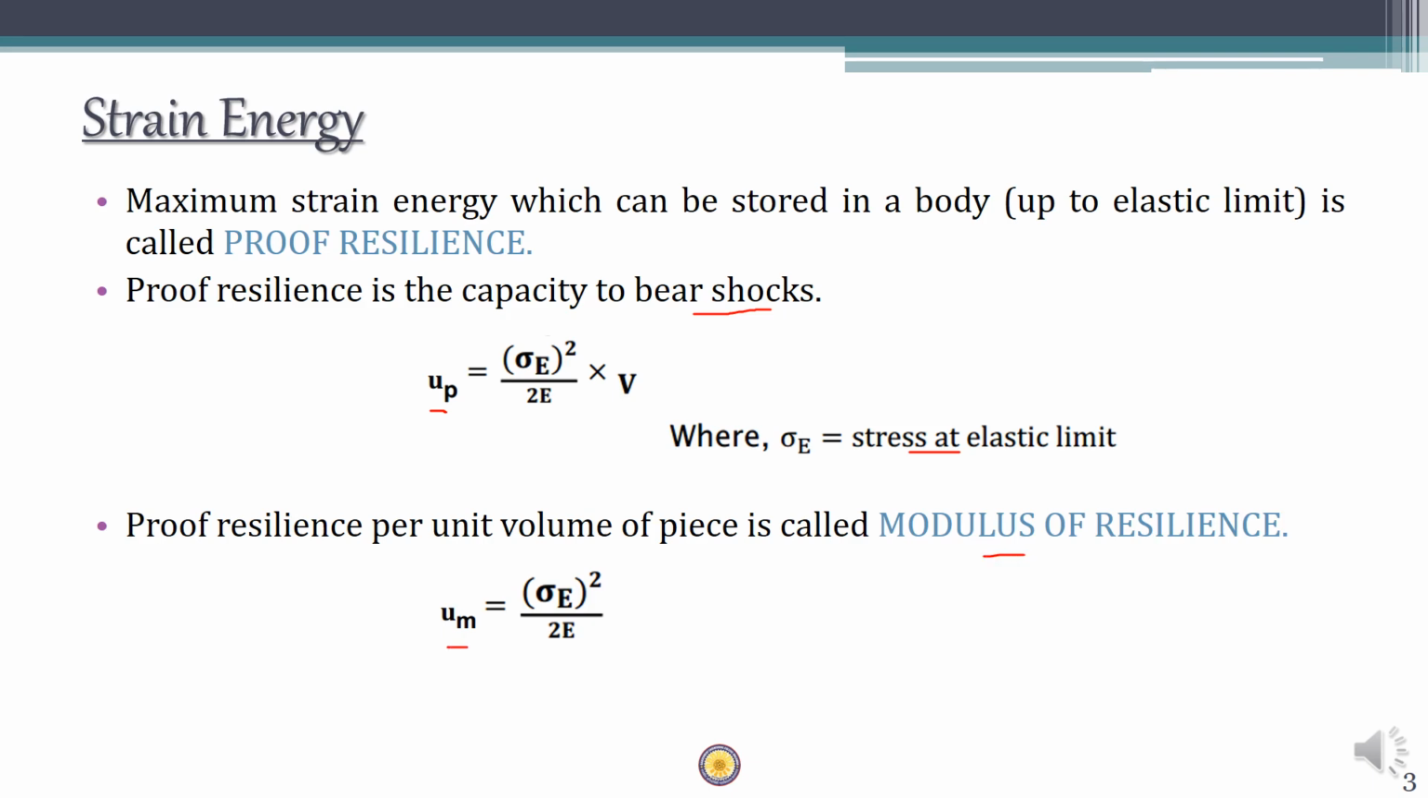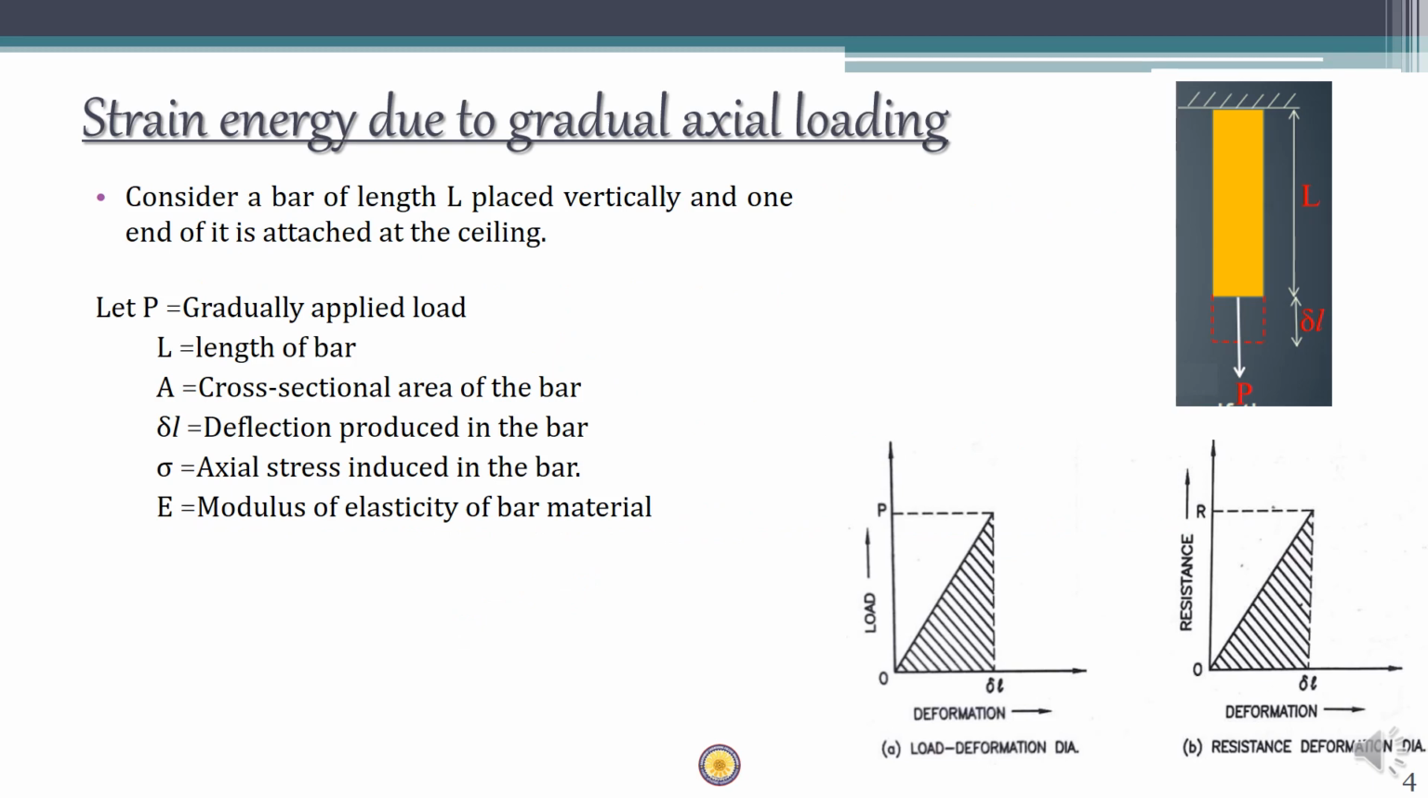Now let's see strain energy due to different types of loading. First of all, we'll take up strain energy due to gradually applied axial load. Let us consider a bar of length L, having cross section A, and it is applied with an axial force P. It is free at one end and fixed at the other end, which means that when a force P is applied at the free end, the body will extend by delta L. So the deformation is delta L.